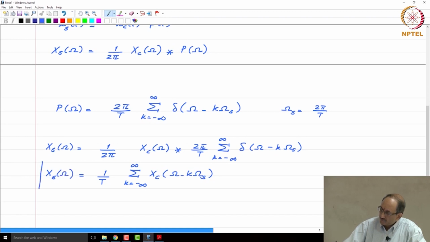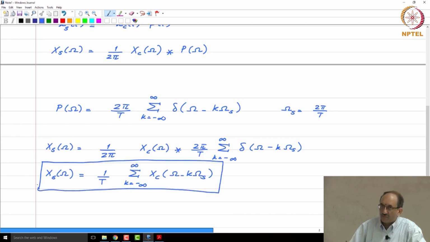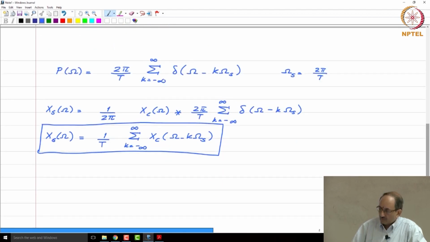So, this is the formula we will focus on for now, draw some inferences before moving on to connecting xc of omega and x of e to the j omega. Therefore, what this tells you is that the impulse train sampled signal spectrum is a periodic repetition of the original signal spectrum. The original signal is xc of t, its spectrum is xc of cap omega, and now this is getting periodically repeated, and the periodicity in the frequency domain is omega s.